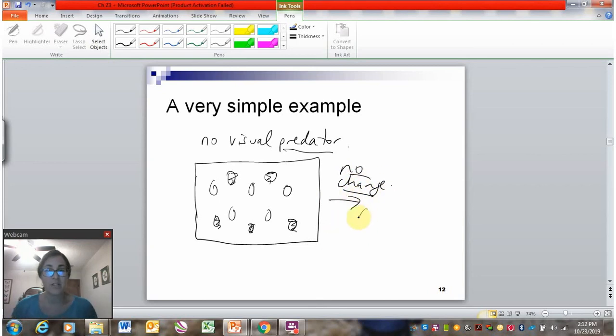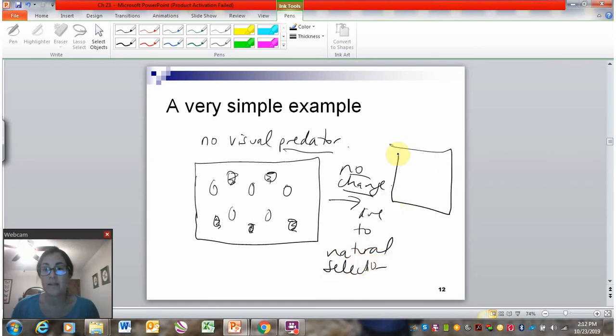Not by natural selection. So over time, we would expect the population to stay 50-50 light and dark, okay? Because without the visual predator, there's no selective pressure for coloration. So again, the environment is super key to what trait is most fit and whether natural selection will occur, right? So without a visual predator, we have no natural selection occurring.